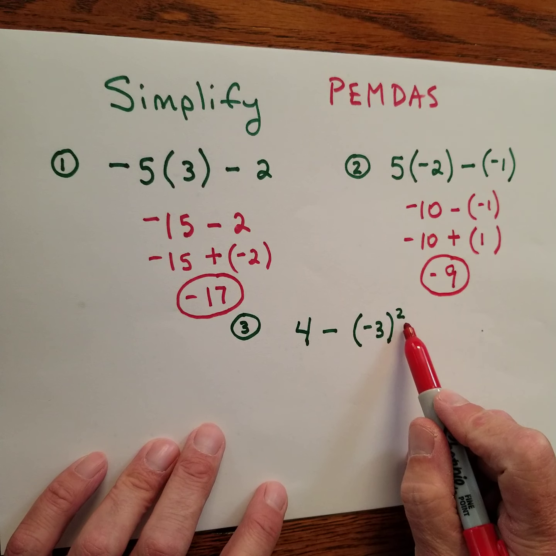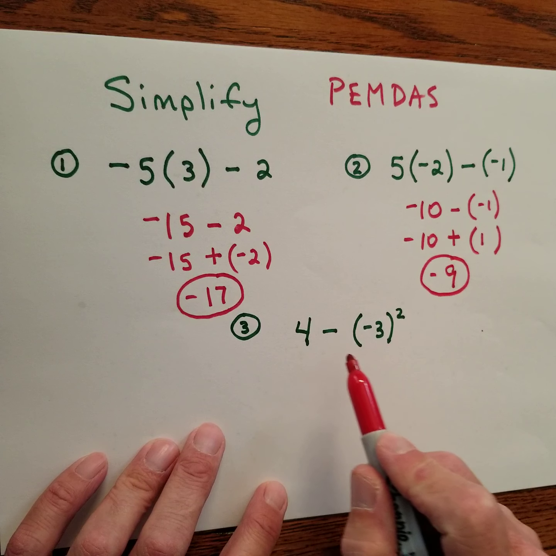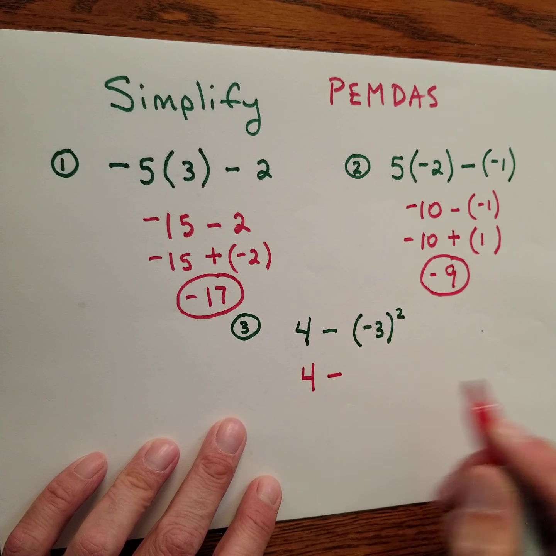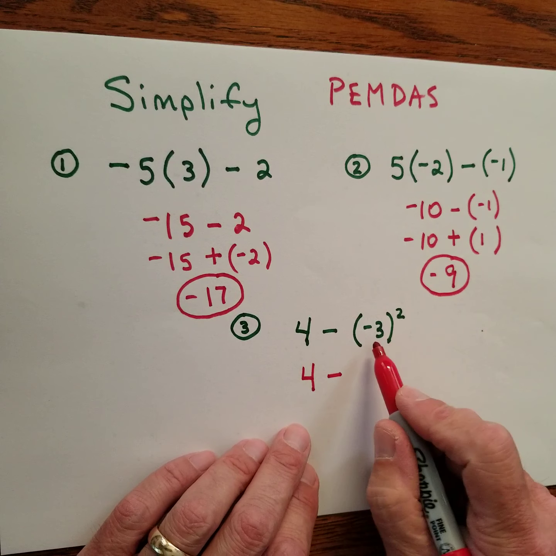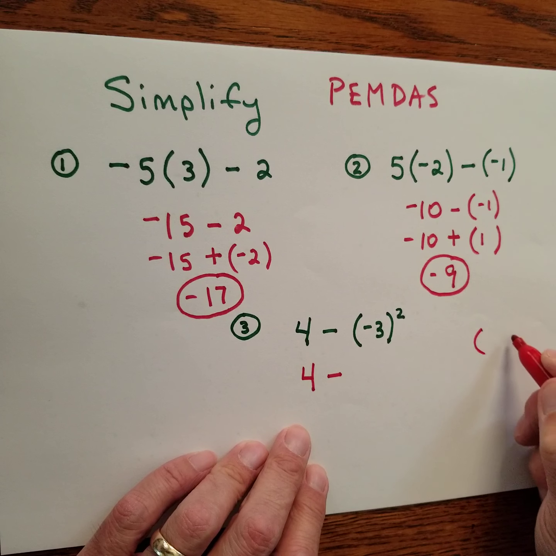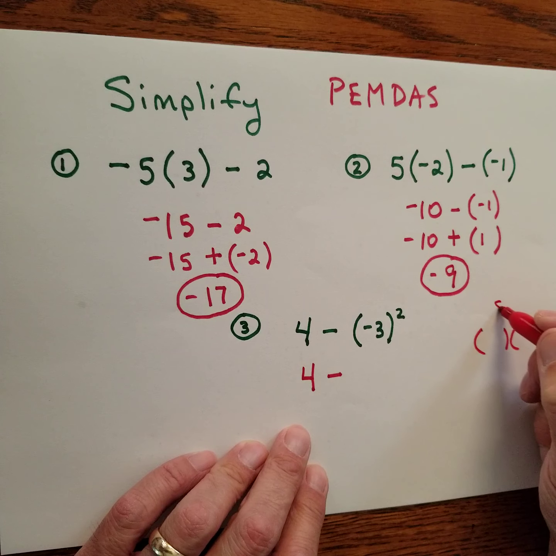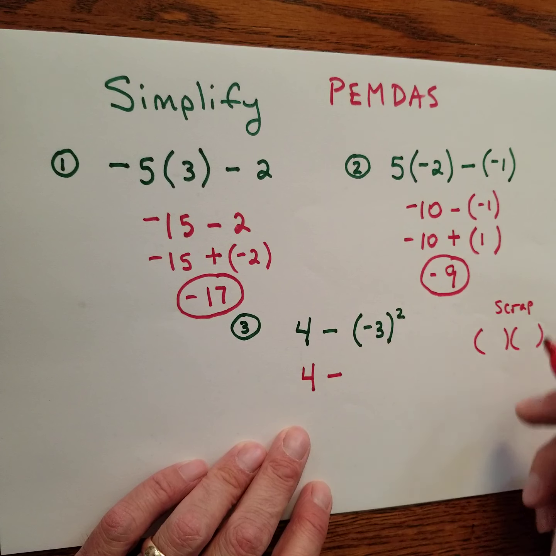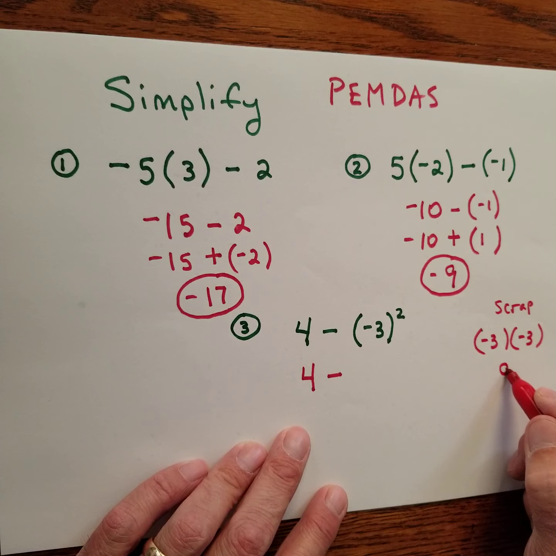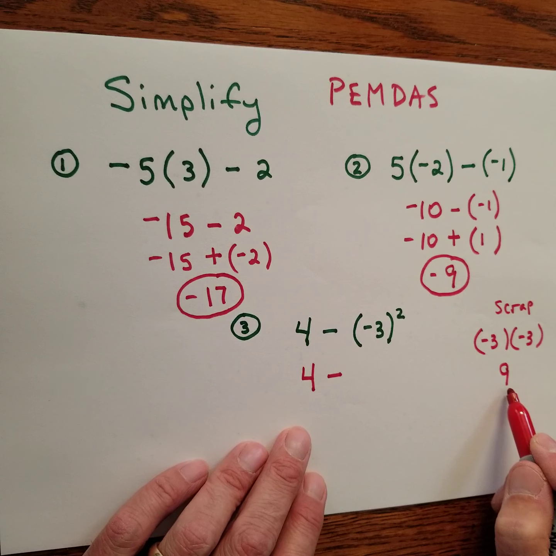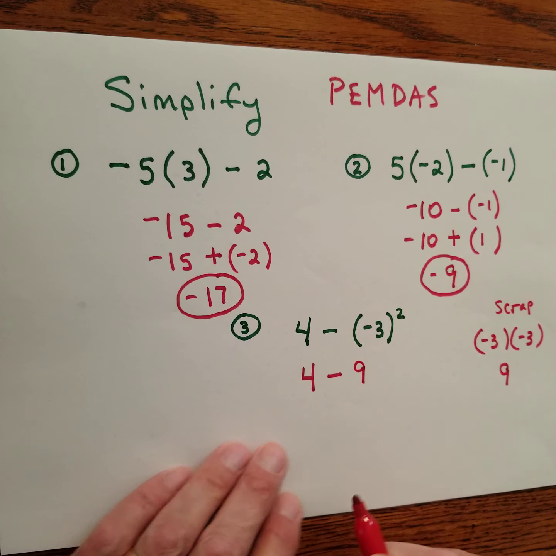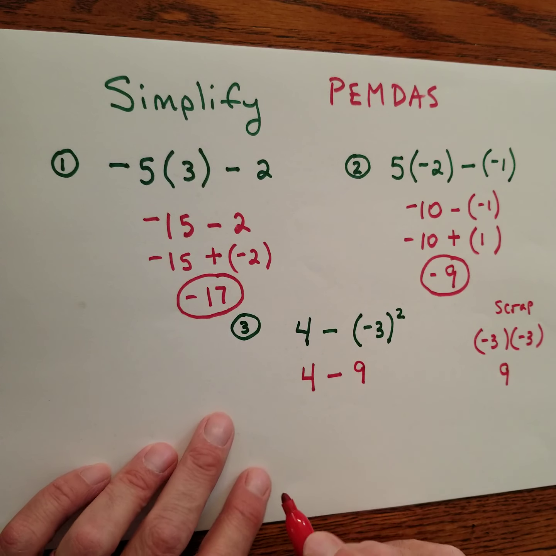For number 3, there's an exponent. Exponents happen before subtraction. But let's be careful. I'm going to copy the 4 and the minus, and then I've got -3 in parentheses to the second power. Let me come over here on scrap paper. -3 to the second power means -3 times -3. When you multiply two negatives, you get a positive. But remember, that +9 comes back over here next to this minus. This should be 4 minus 9.